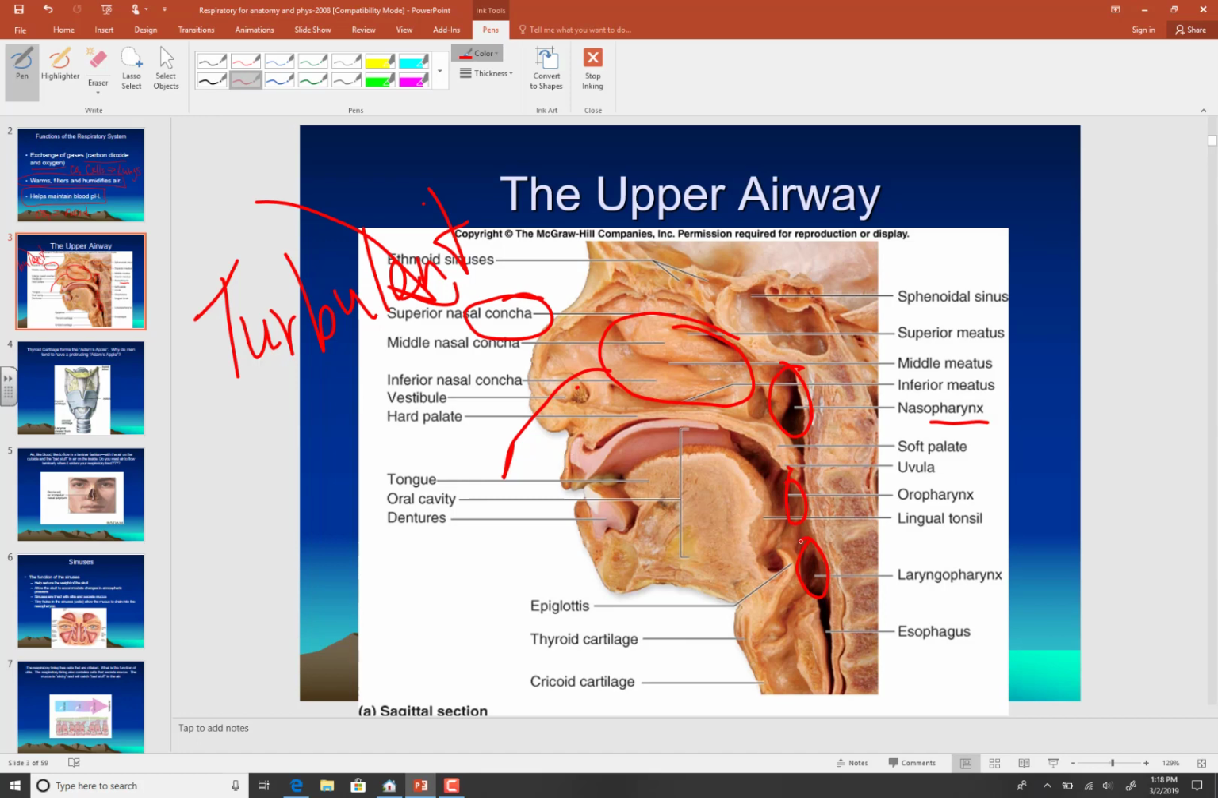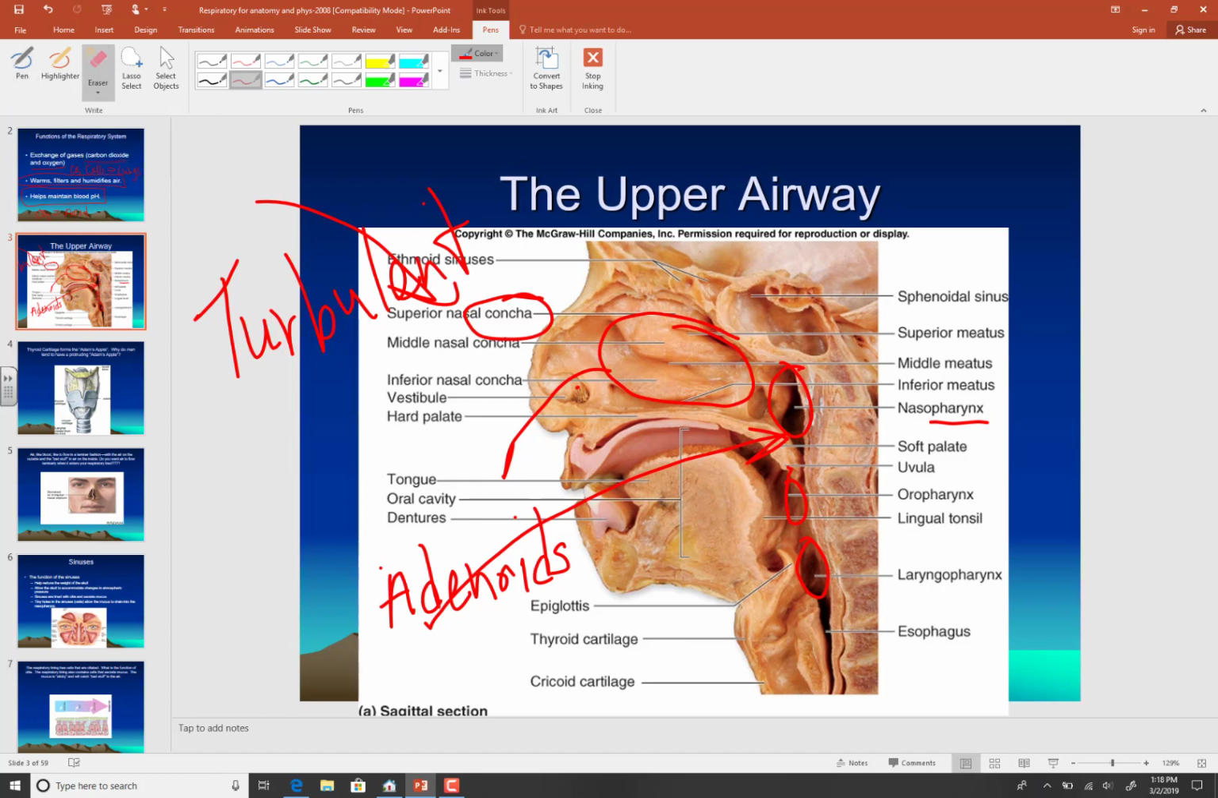Now look, bad stuff can come in, right? You can breathe bad stuff. So in the back of your nasal cavity, you have lymphatic tissue called adenoids. And adenoids destroy any potential harmful stuff that you've inhaled through your nose. Then you have the tonsils that are lymphatic tissue that protect your oral airway.